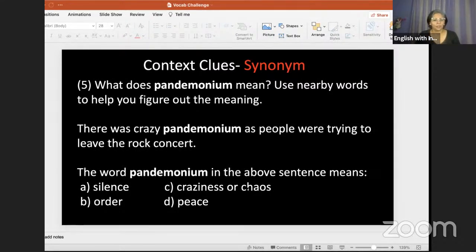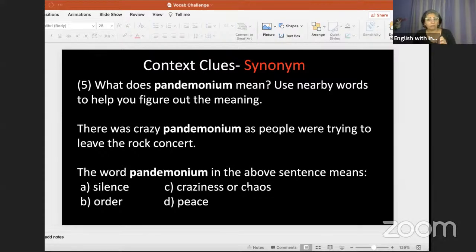So context clue, this one. What does pandemonium mean? Now this word is a very long word, because there are so many letters in it, right? Pandemonium. So what does pandemonium mean? Use nearby words to help you figure out the meaning. There was crazy pandemonium as people were trying to leave the rock concert.